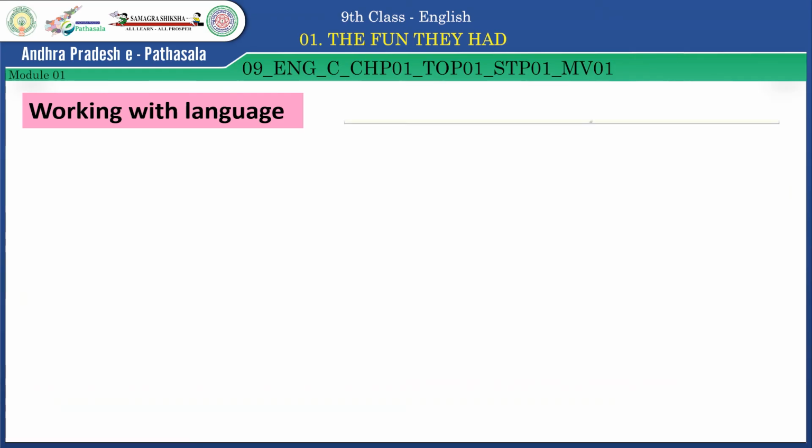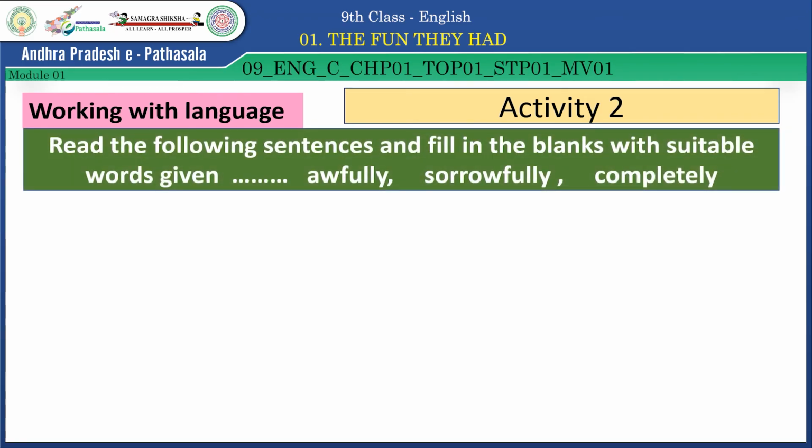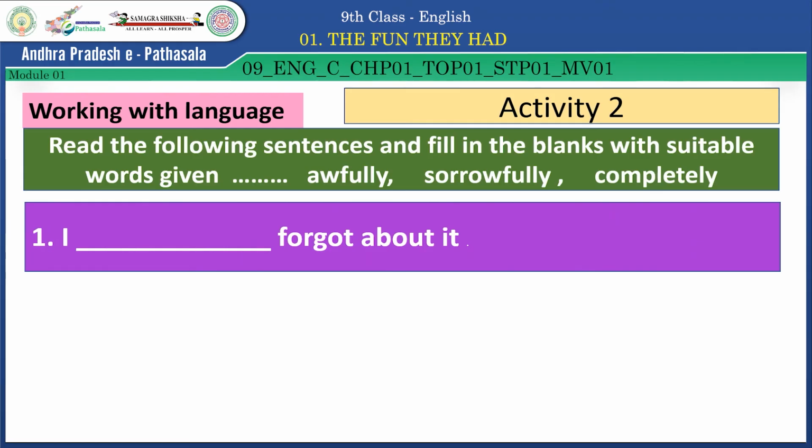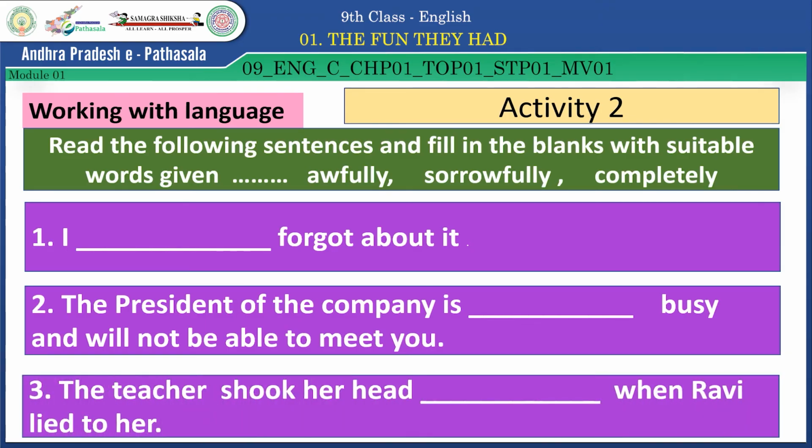Here is the second activity. Read the following sentences and fill in the blanks with suitable words given. Awfully, sorrowfully, completely. The first sentence: I dash forgot about it. Second, the president of the company is dash busy and will not be able to meet you. And the teacher shook her head dash when Ravi lied to her. Fill in the blanks with any of these words that suits contextually.